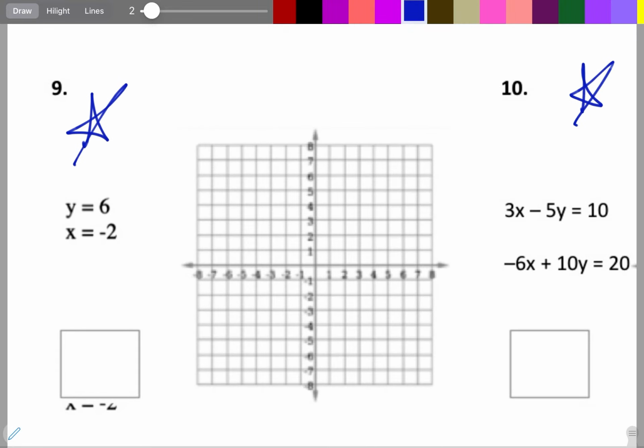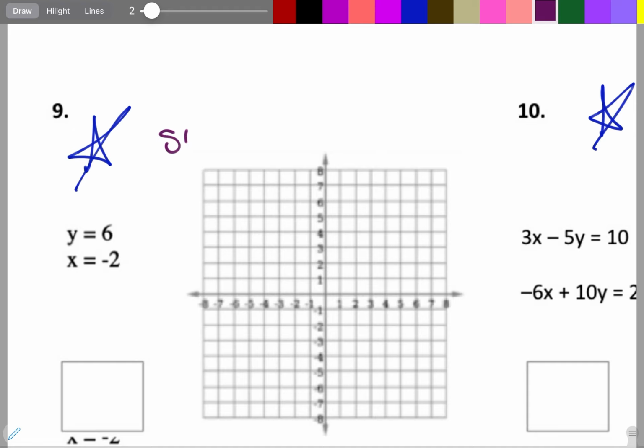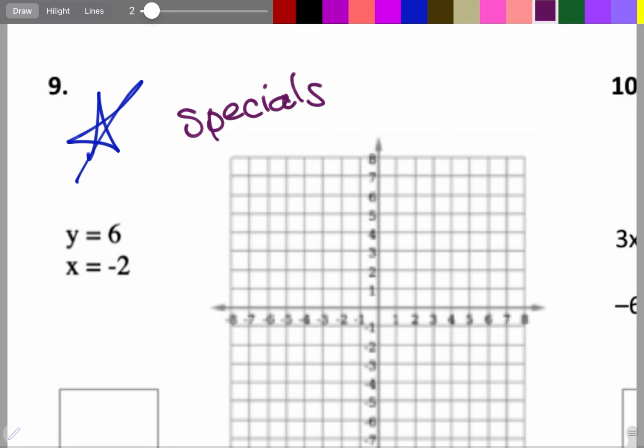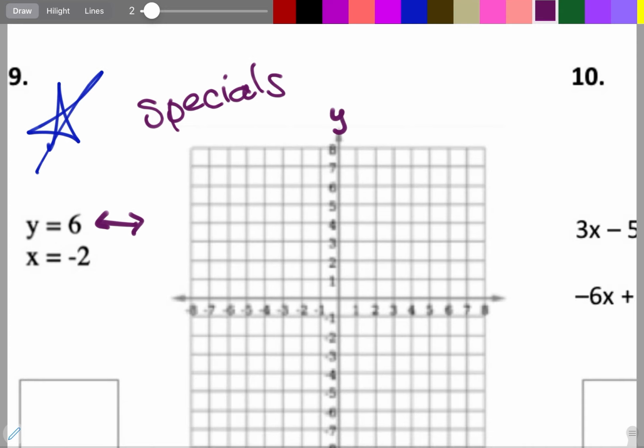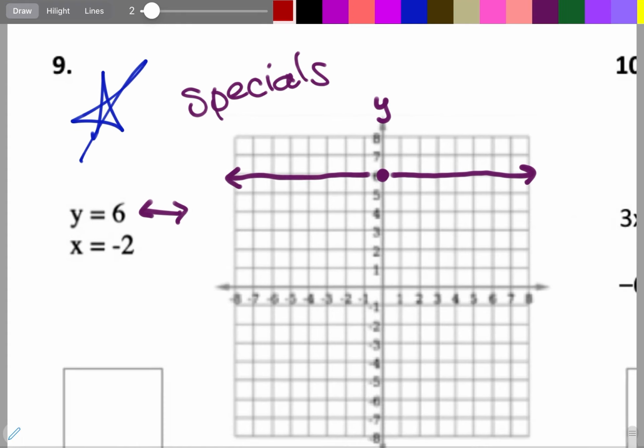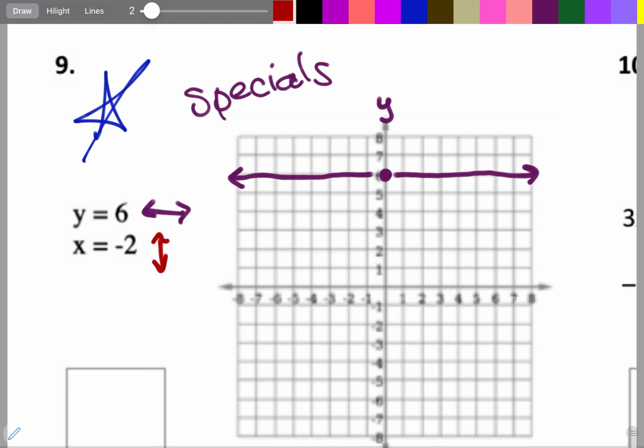Number 9, let's go ahead and write this as a special situation, if you can recall. Y equal to 6 is going to be a horizontal line. So we'll go to the y-axis and find positive 6, and we'll just do a horizontal line. When it's x equal to a number, it's going to be a vertical line. So we're going to go to our x-axis, find -2, and draw a vertical line straight up and down.